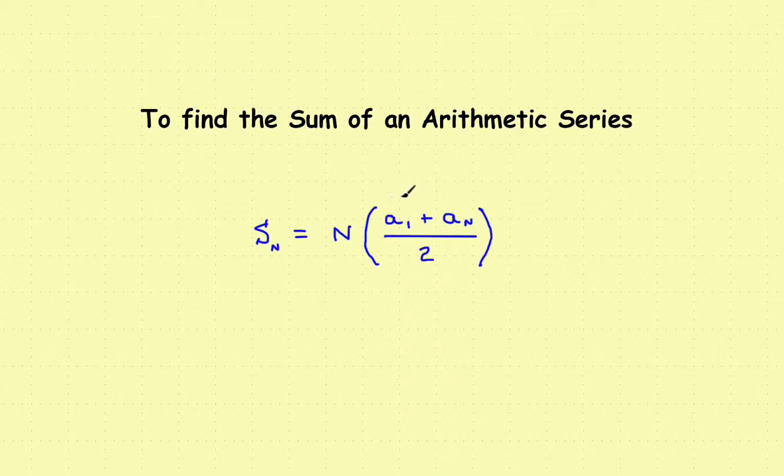And you might remember this formula from your algebra days. Now, the idea is to find the sum of the first n terms of an arithmetic series. If you know the first term and you know the nth term, then you can use this formula to find the sum. So you need two things, first term and the nth term. So let's take a look at an example and see how this looks.